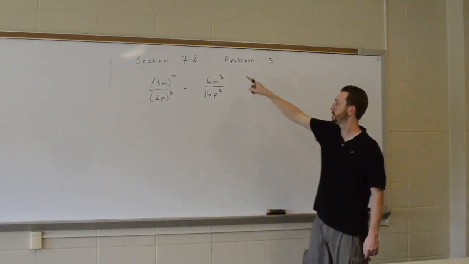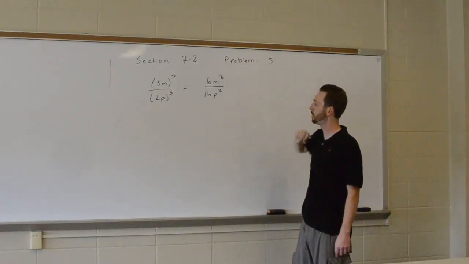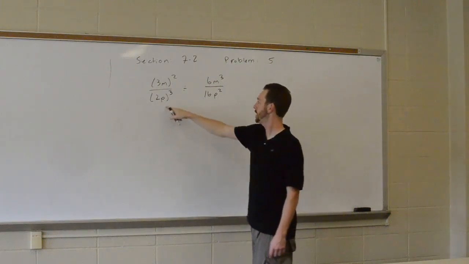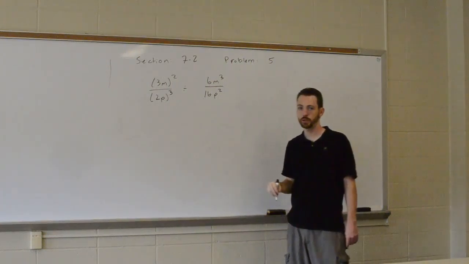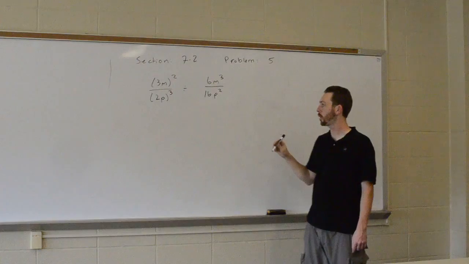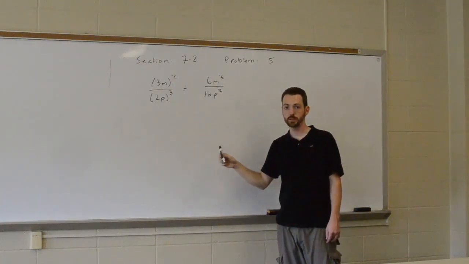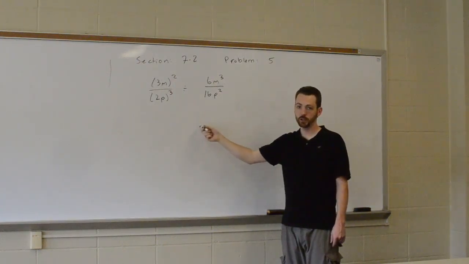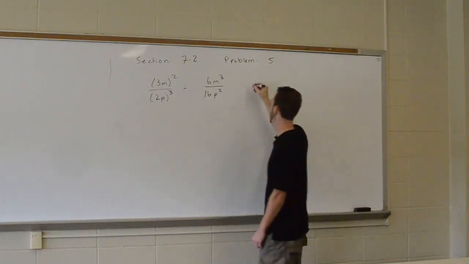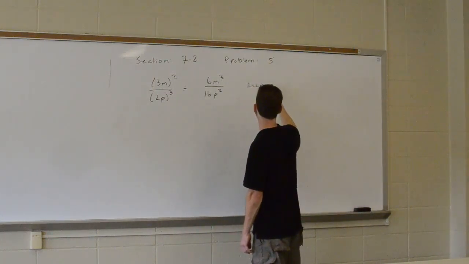All right, here we're doing section 7.2, problem number 5 from the book. It asks us to divide two rational expressions. First thing we have to remember, going back to fractions, is that we do not divide fractions. All we can do is keep, change, flip.